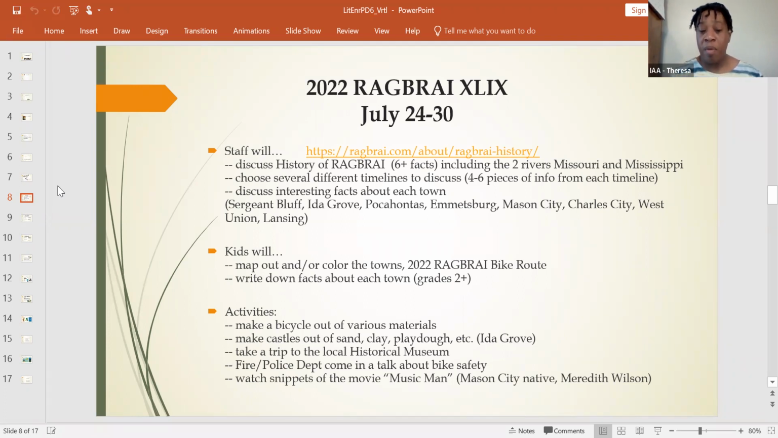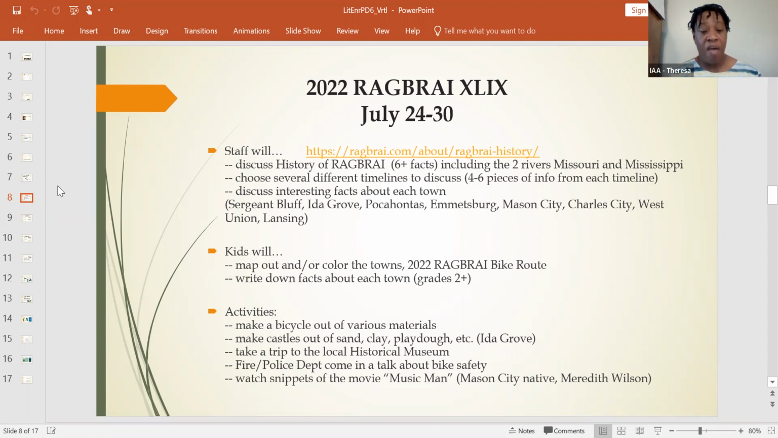Invite the fire or police department to come in and talk about bike safety. They could talk about helmet safety. I'm sure that they probably have their own information that they give when they come in and talk about bike safety. Again, bringing the community in. You can also have the person who works at a bike shop talk about bike safety.